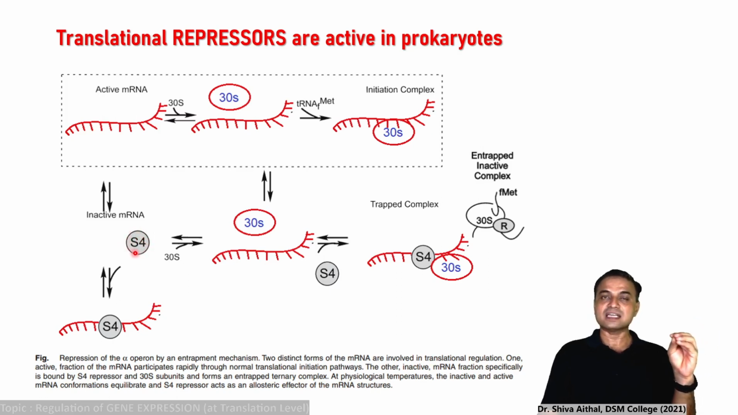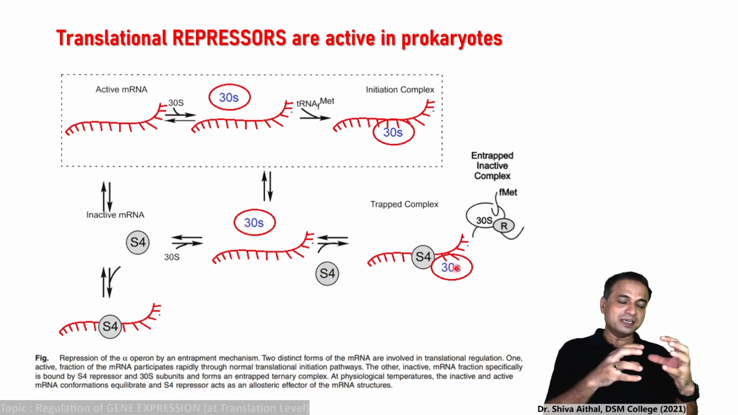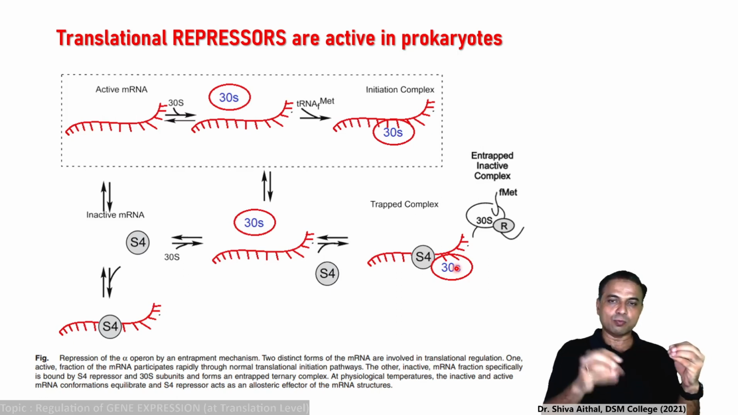coli is shown as the S4 repressor. There is an S4 repressor which binds to the mRNA at the site of binding of the 30S and the 50S subunit. So this actually binds and inactivates the mRNA. This S4 can be an example of a sort of competitive inhibition. So this S4 binds and does not allow the 30S subunit and the 50S subunit to bind at the site.